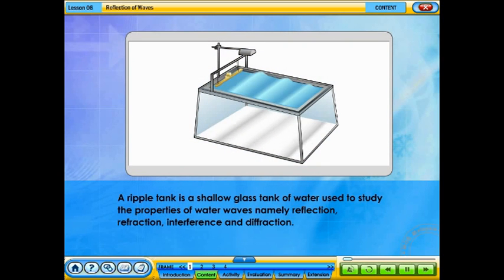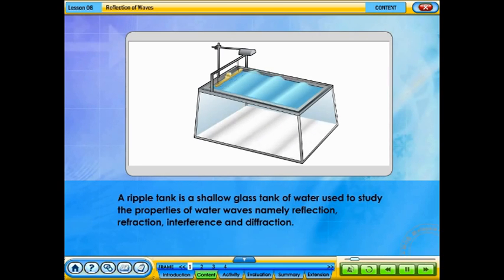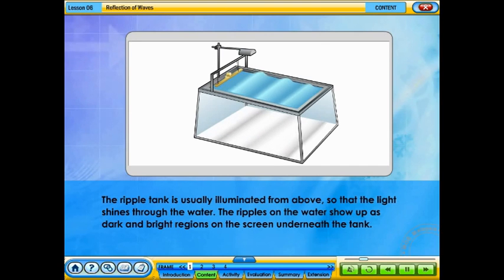A ripple tank is a shallow glass tank of water used to study the properties of water waves, namely reflection, refraction, interference, and diffraction. The ripple tank is usually illuminated from above, so that the light shines through the water. The ripples on the water show up as dark and bright regions on the screen underneath the tank.